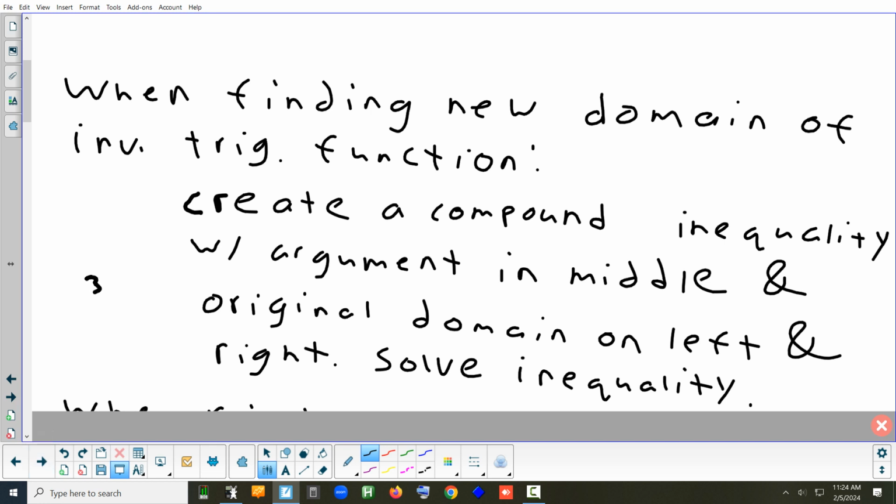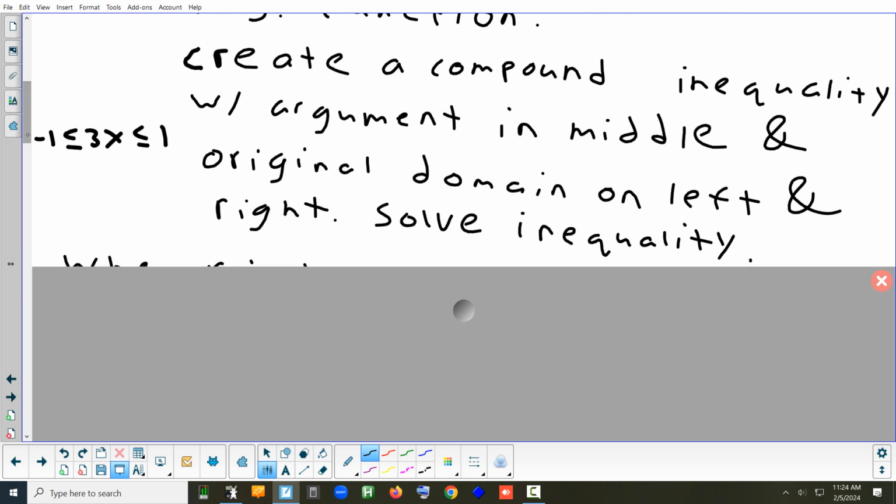So argument in the middle might be something like 3x. Original domain on the left and on the right. And then you solve for x. So in this case, it would be negative a third to a third. So that's the domain.